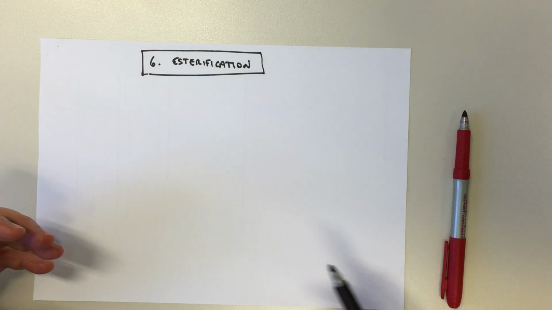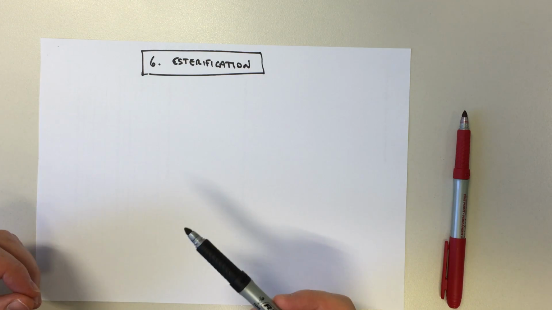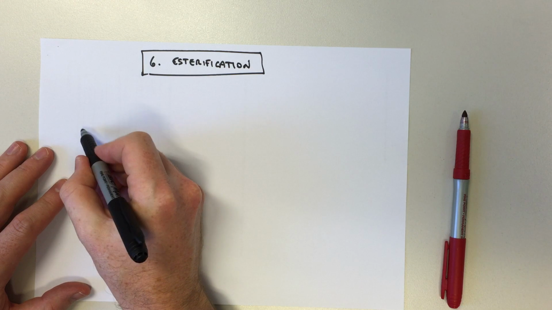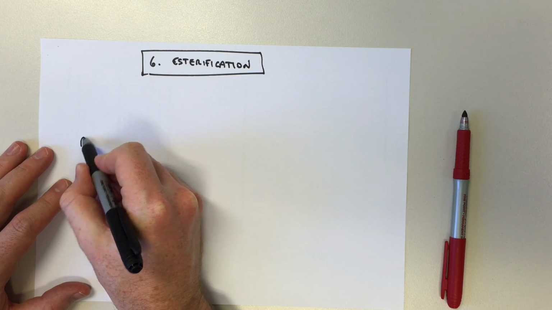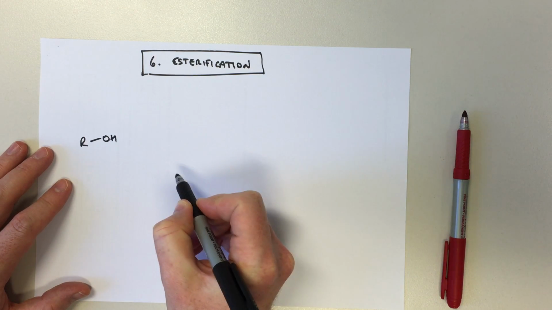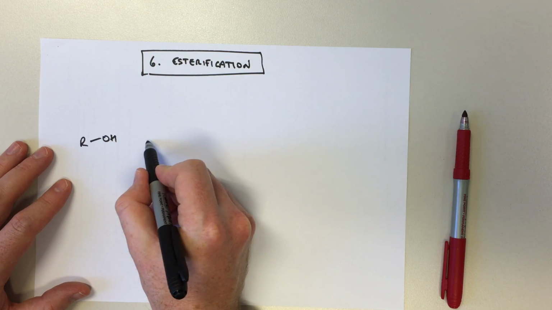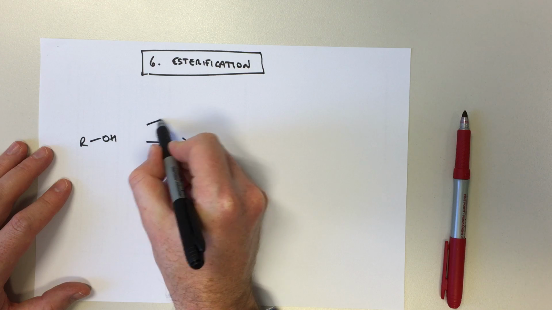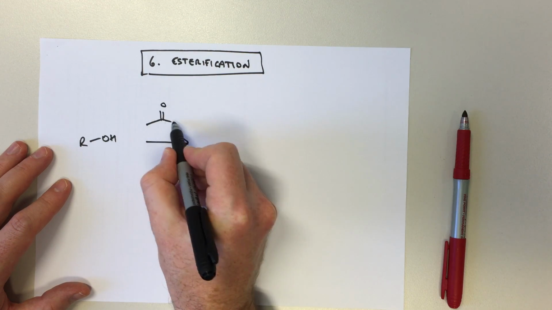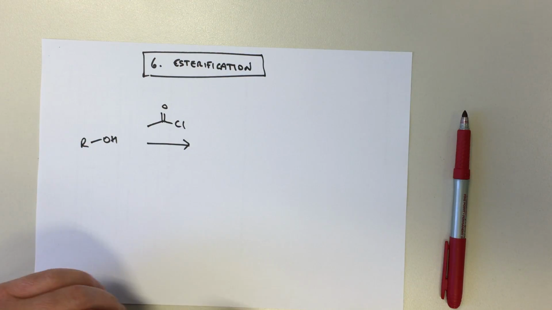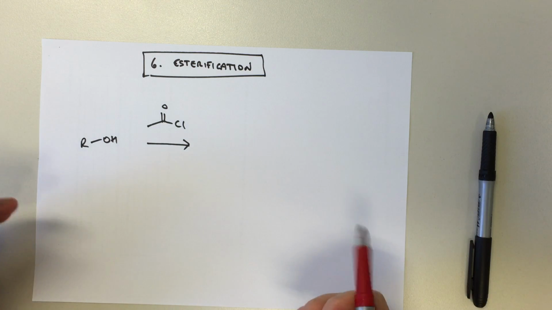Okay, the last reaction you need to be able to do is an esterification reaction. So in an esterification reaction, we have an alcohol, and it reacts with a reagent called an acid chloride. So the first step should look very familiar to you.